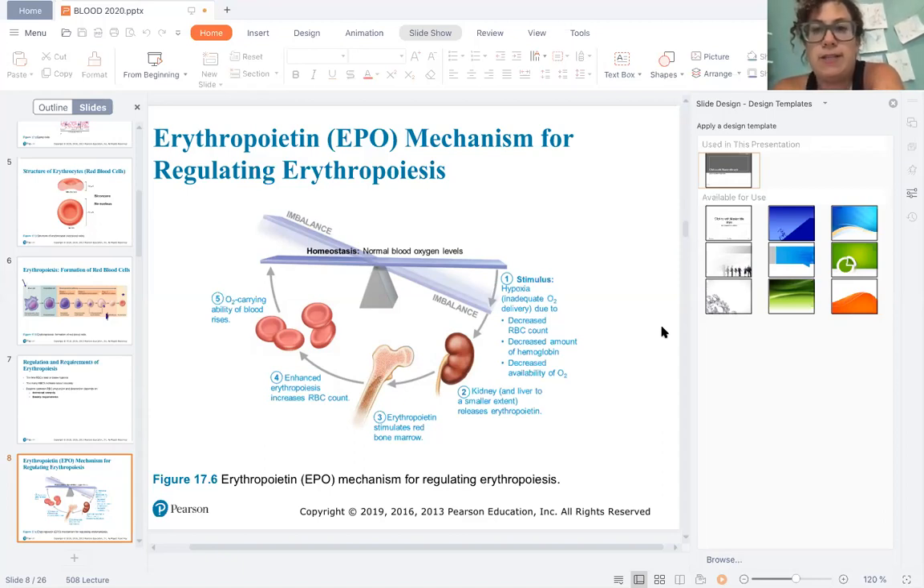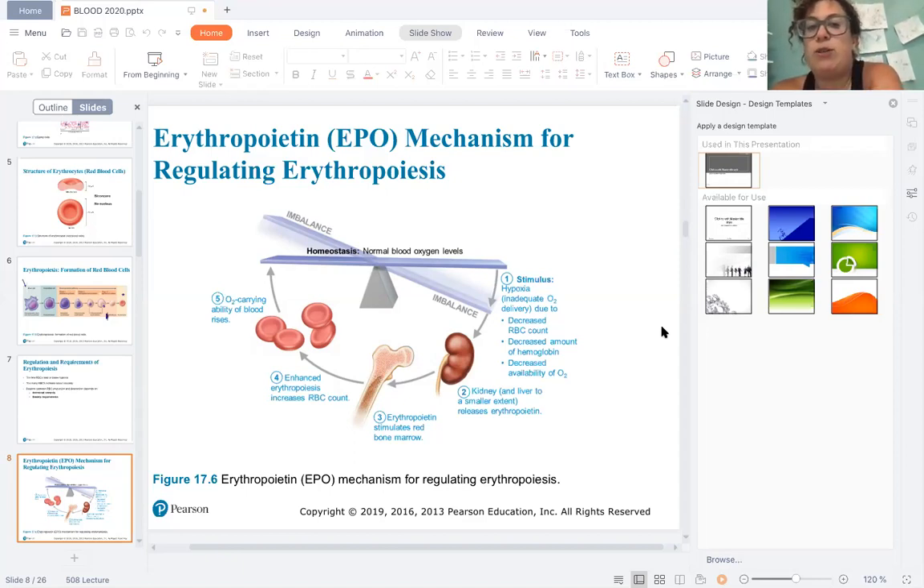So something happens, a stimulus happens, and then it sends a signal to the kidney. The kidney then releases erythropoietin. Erythropoietin then signals through the blood to the red bone marrow to make more blood cells. So you get more red blood cells.